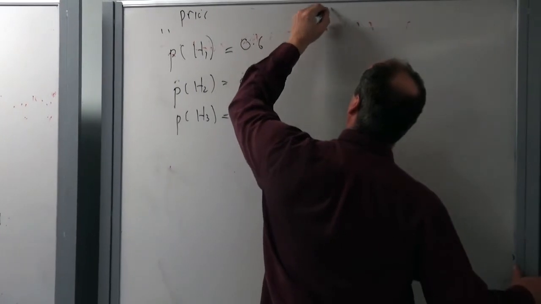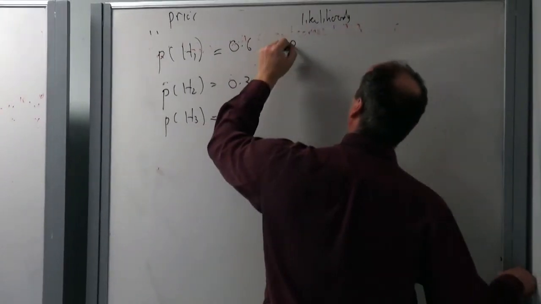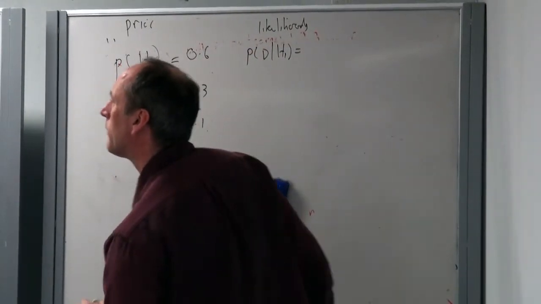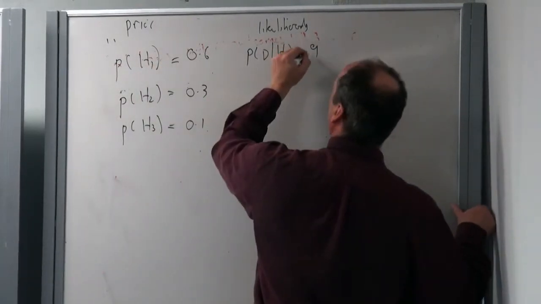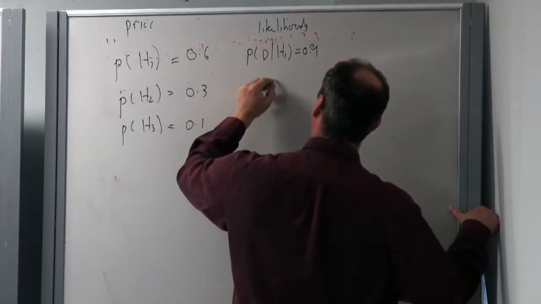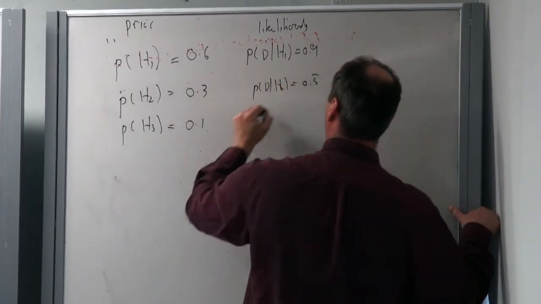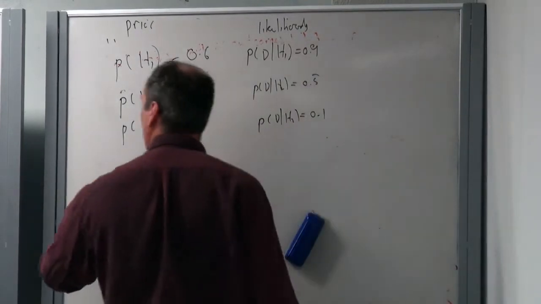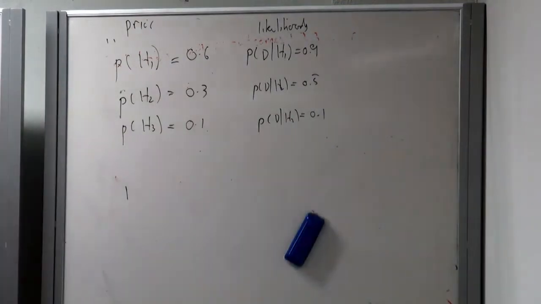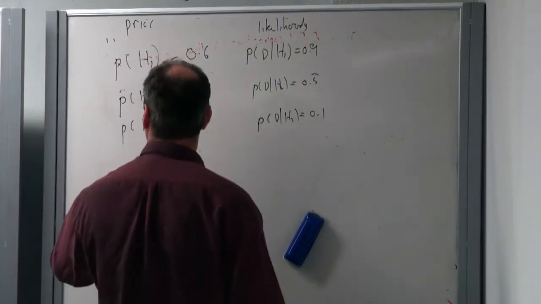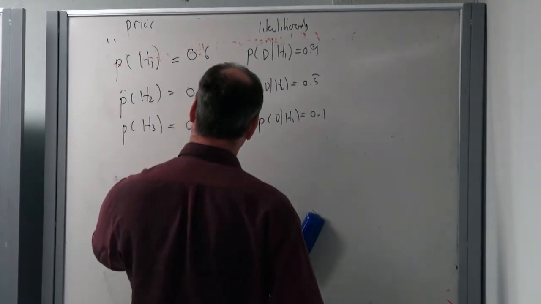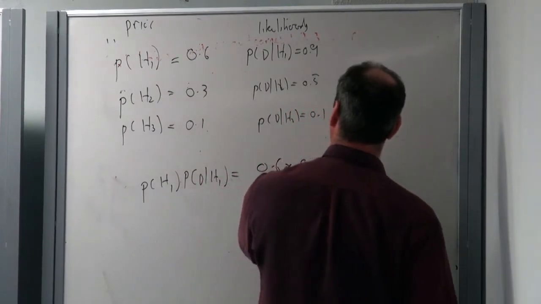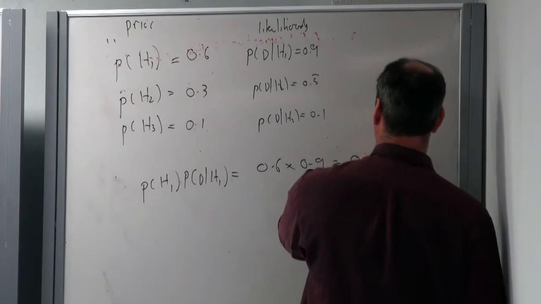We've got likelihoods. What was that? 90. 90, 50, 10. 0.9. 0.5, was it? Okay. So we just apply Bayes' theorem. Well, let's work out the problem. Let's work out P of H1 times P of D given H1. 0.6 times 0.9, 0.54.